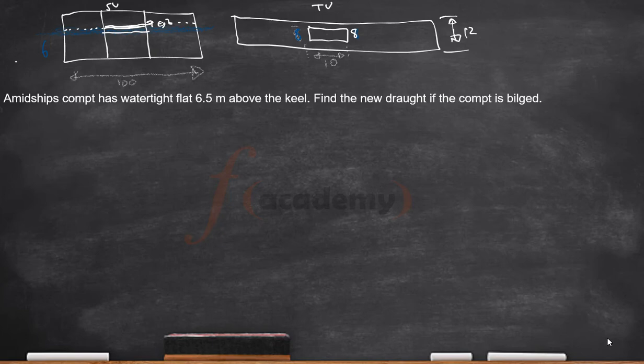Today we're still on the problems series that we've been doing on building a midship on my stability playlist. So we're still on our basic ship. It's 100 by 12, a ship with a draft of 6 meters and with an amidships compartment of 10 by 8, looking at it from the top view.